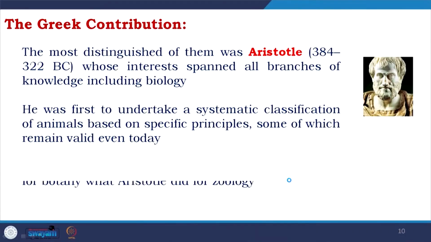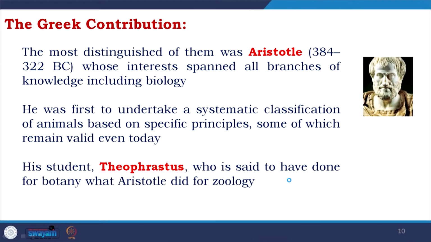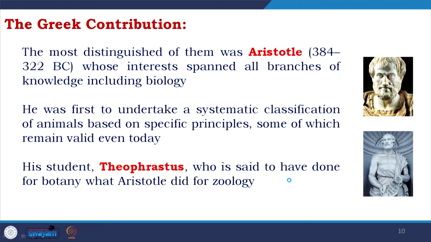So, what Aristotle did, he made a classification of animals. What Aristotle did for animals, Theophrastus, his student, did for plants. So, if you can say Aristotle is the father of zoology, Theophrastus is the father of botany in that way. This is Theophrastus. Greek scientists did not confine themselves only to the classification and categorization of animals and plants.